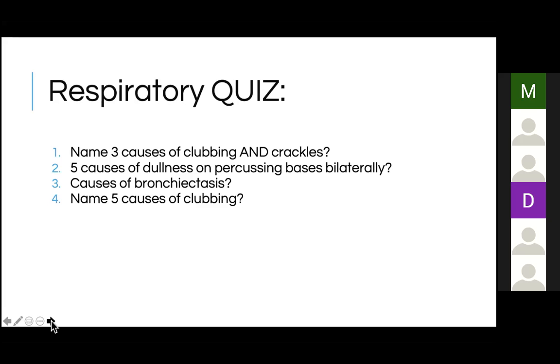Asbestosis for question 3. I guess it could. Childhood infection, yeah. I've never heard of ulcerative colitis causing bronchiectasis. Tumor and foreign body for cause of bronchiectasis? Yes.